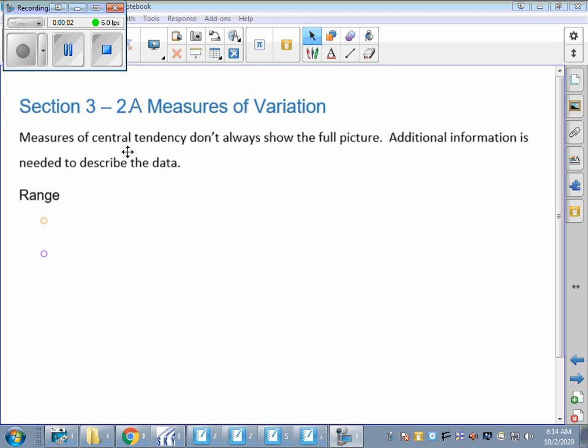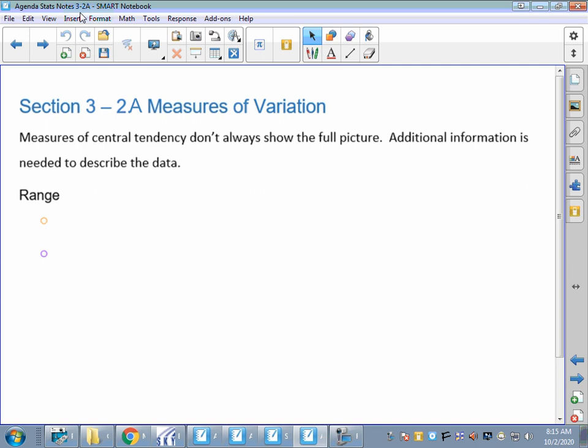Hi there, welcome back to Stats Chapter 2, or Chapter 3, sorry. In Section 1, we talked about measures of central tendency. In Section 3.2, we're talking about measures of variation. So there's really three big things for measures of variation.